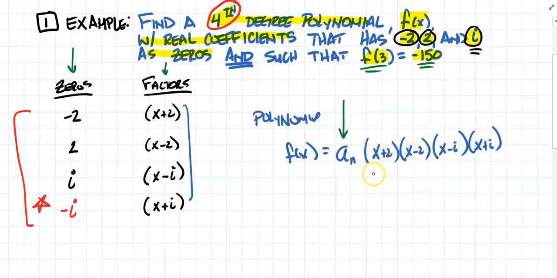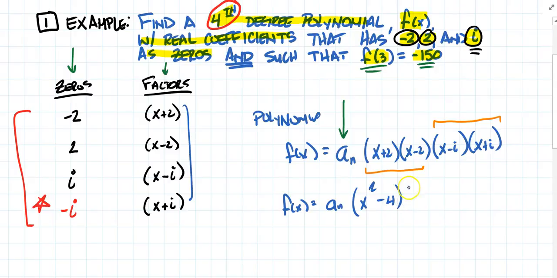Okay, so what do we do from here? All we do is multiply. We're going to multiply these together, and then multiply those together, and then multiply the results together. So it's a lot of multiplication here. f of x is going to be a sub n, just carry that through for now, times x plus 2 times x minus 2, which is the difference of two squares. So that's going to become x squared minus 4. I just know that one. And then x plus i times x minus i is also a difference of two squares, so that is going to be x squared plus 1.